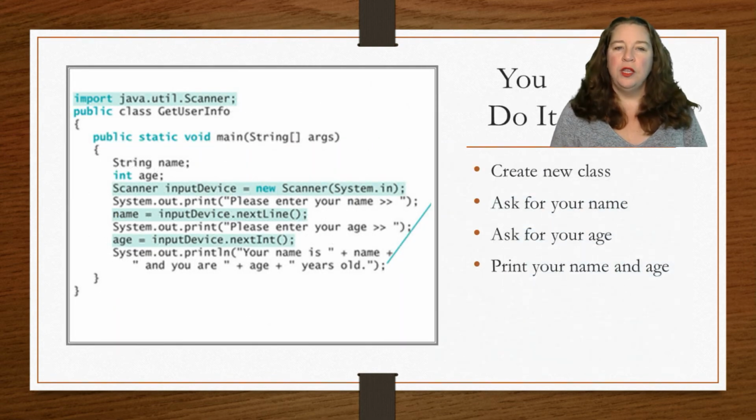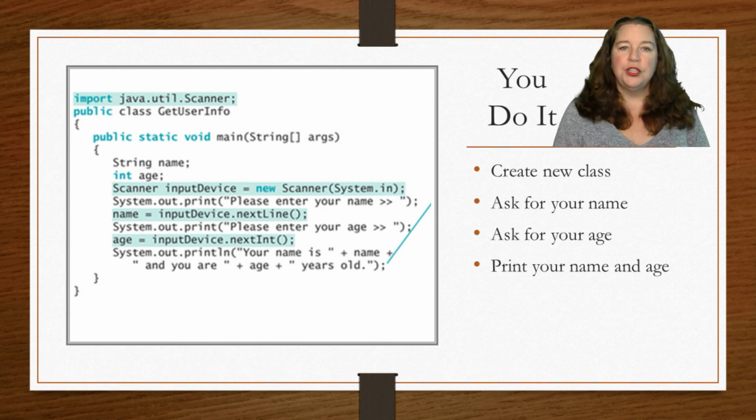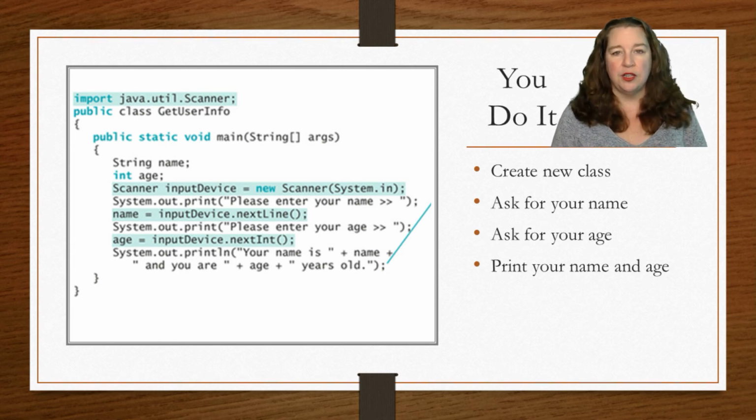At this point, I want you to go ahead and take some time to create your get user info. This is straight out of the book. You can copy it from the book, but the important thing here is using your scanner class. You will be using your scanner class the entire course, and I don't want you going to the end of the course and not understanding how to use your scanner.